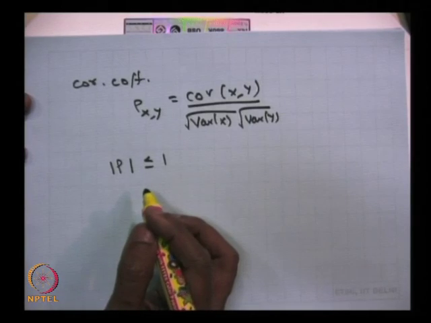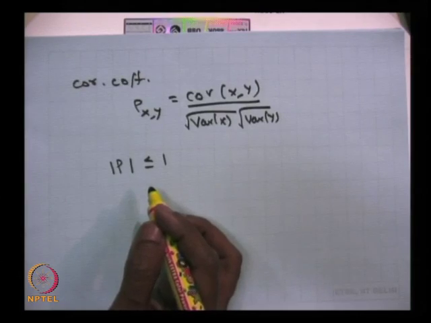So other than the values minus 1 and 1, you cannot conclude what the relation between the random variables is. Only if it is 1 or minus 1, then you can conclude the random variables are correlated in a linear way.